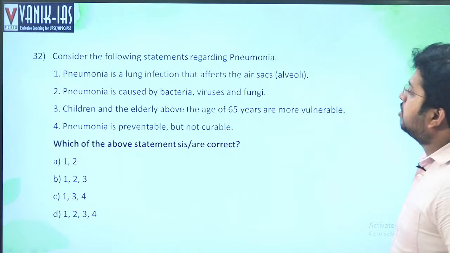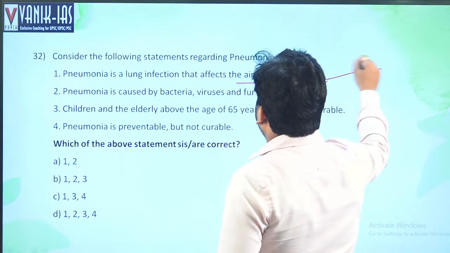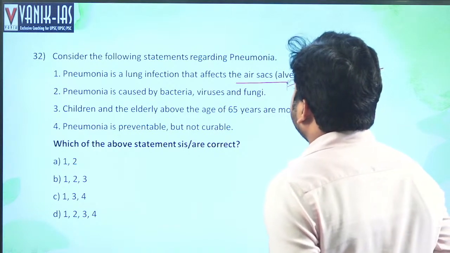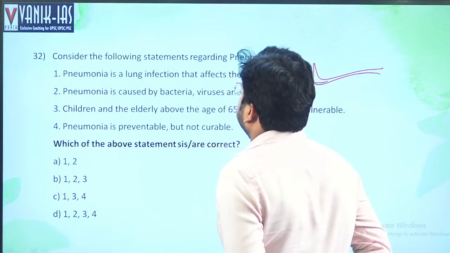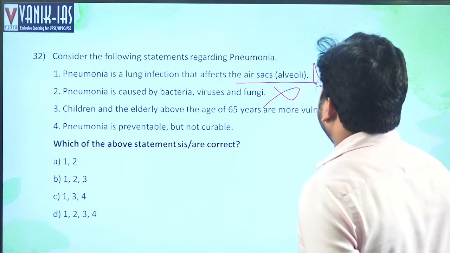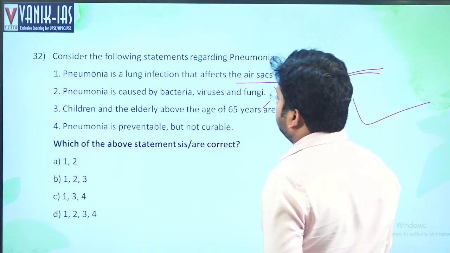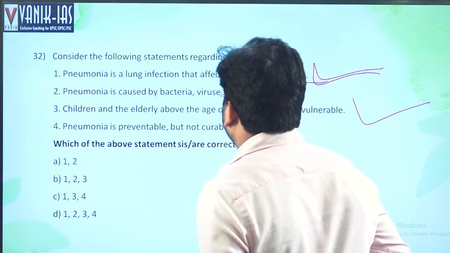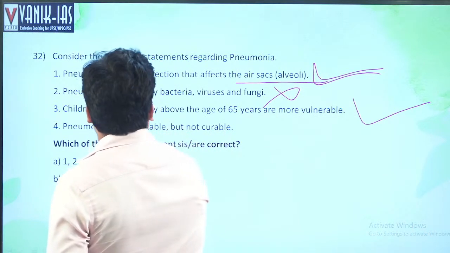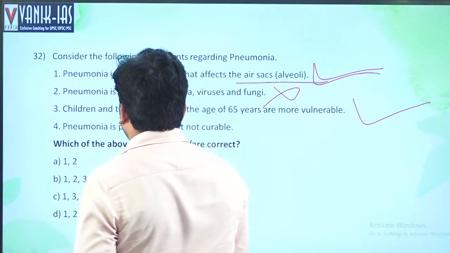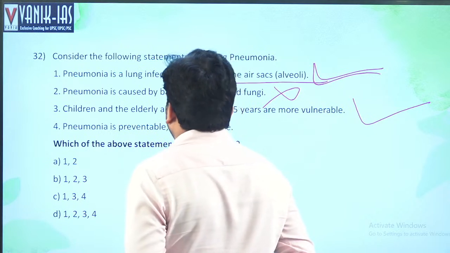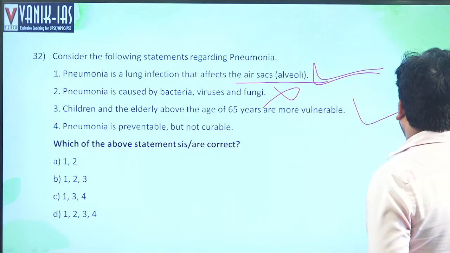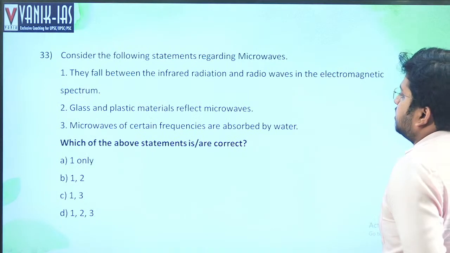Pneumonia is a lung infection that affects the air sacs or alveoli. Pneumonia is caused by bacteria, viruses, and fungi. The second statement is wrong; it can be caused by viruses. Children and the elderly above 65 years are more vulnerable. Pneumonia is preventable, not curable. No, this is wrong. So 1 and 3 are right. Our option is not there; there is a little bit of mismatch in the options.